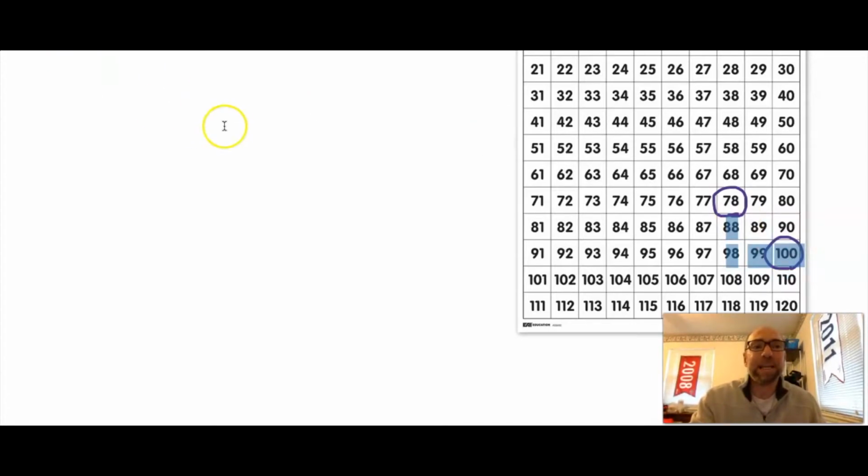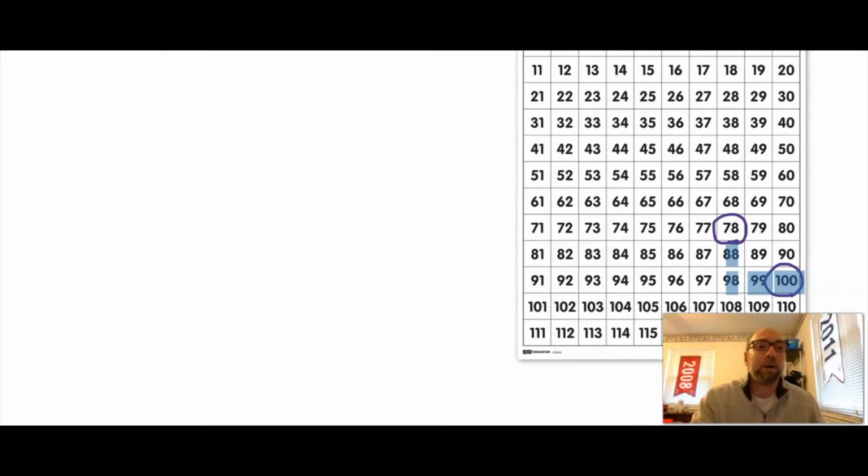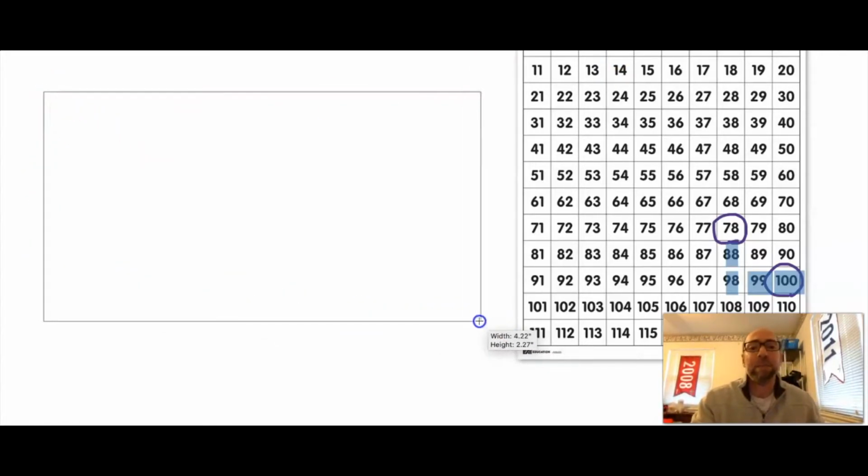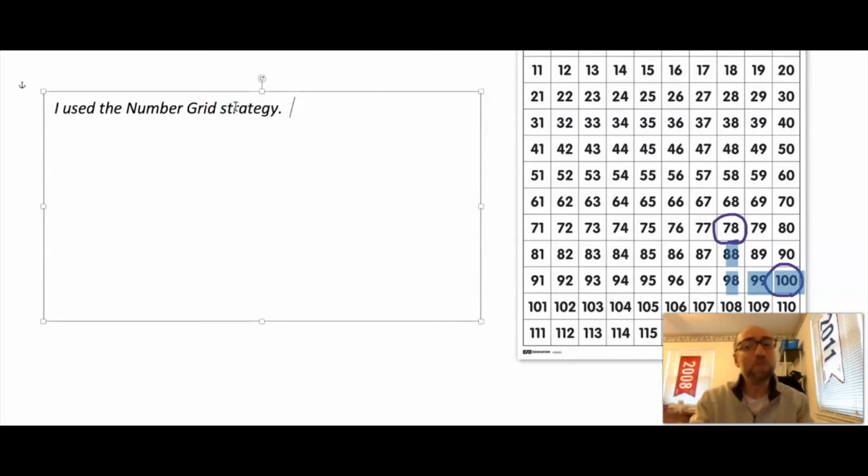Now, I always like to explain my work. Let me show you how I would probably type it. I would start by calling it the number grid strategy. I used the number grid strategy. Then I'm going to tell them what I did because I showed my work. Now I want to talk about my work. I started at 78 and counted up.